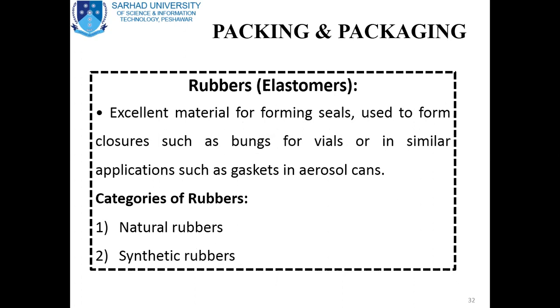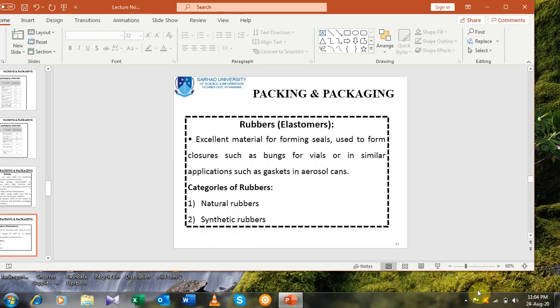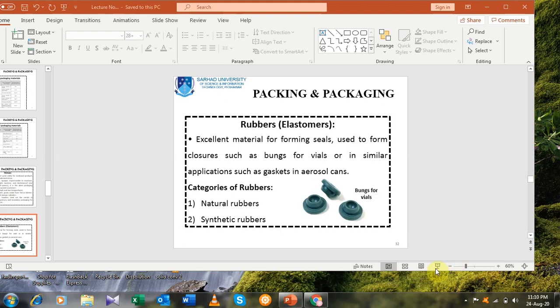Another packaging material is rubbers or elastomers, also synonymously used for rubbers. They are excellent materials for forming seals used to form closures such as bungs for vials, or in similar applications such as gaskets and aerosol cans. And there are two main categories of rubbers. The first one is natural rubber and the second one is synthetic rubber. It's either of natural origin or synthetic origin.